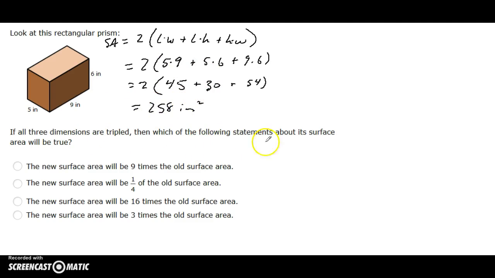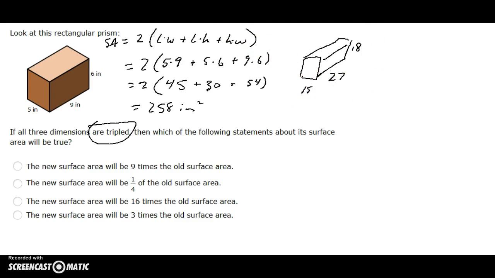So they ask what happens if it is tripled? All the dimensions are tripled. So we'll just change all these. We'll draw ourselves a picture. Not nearly as nice as their picture. So instead of 5 here, it's going to be 15. Instead of 9 on this bottom side, it's going to be 27. Instead of 6, it's going to be 18. Everything's tripled. 5 tripled is 15, 9 tripled is 27, and 6 tripled is 18.